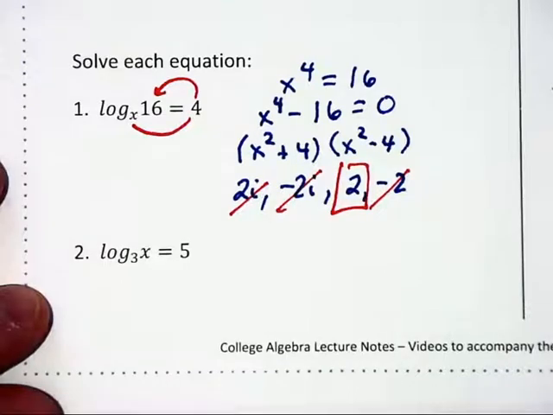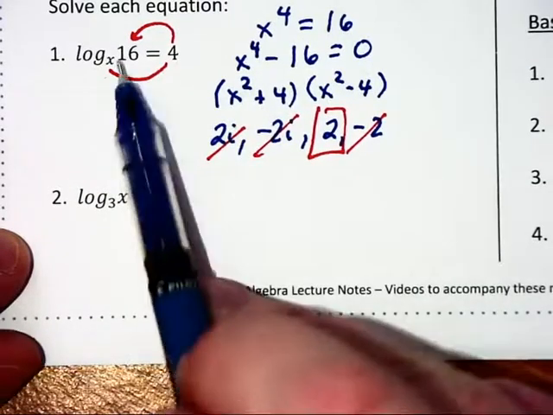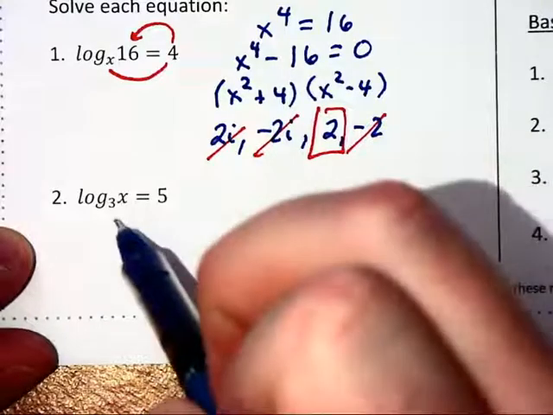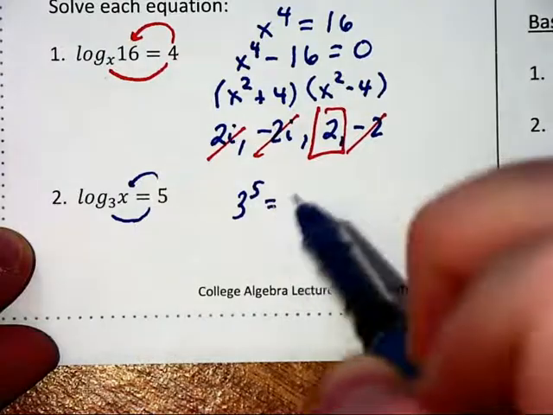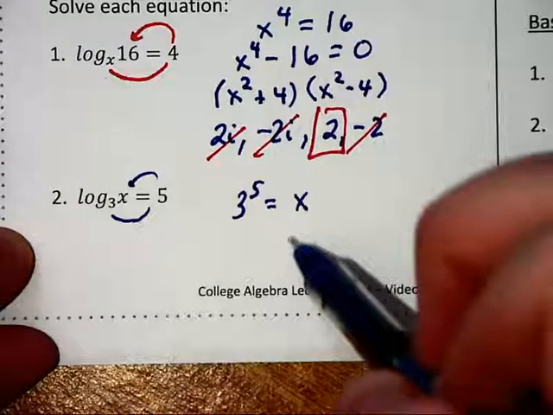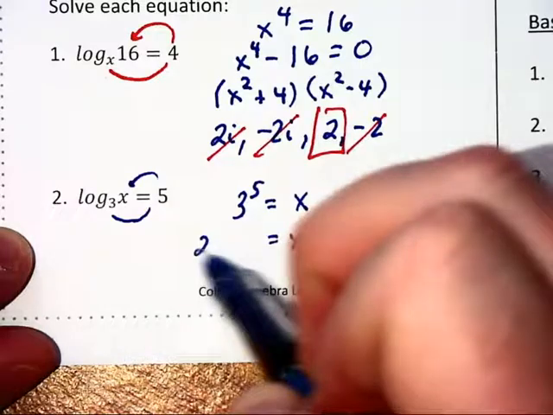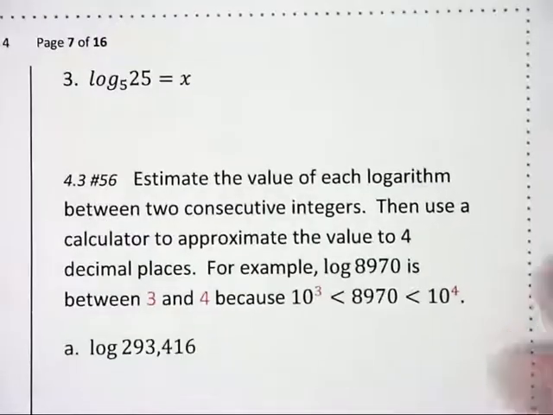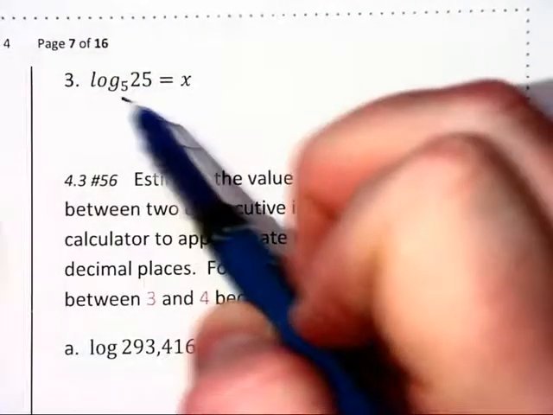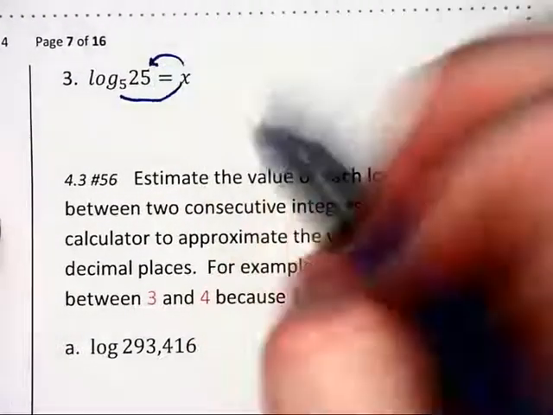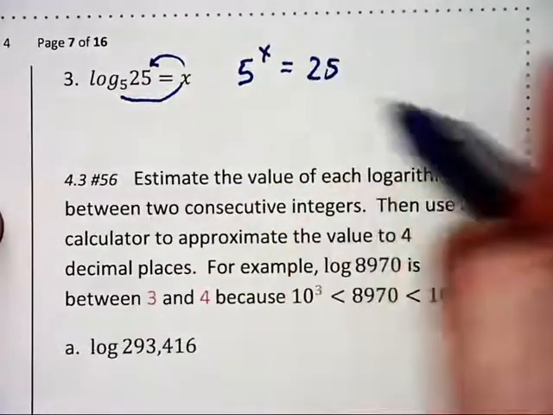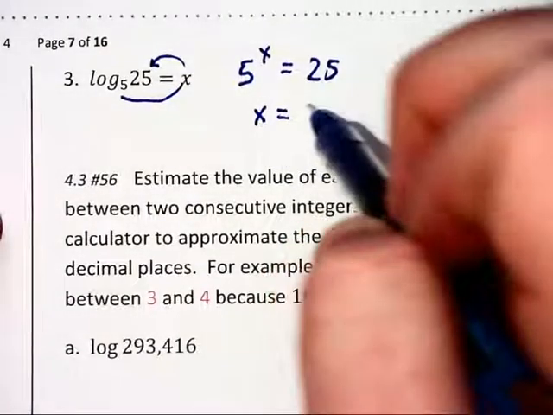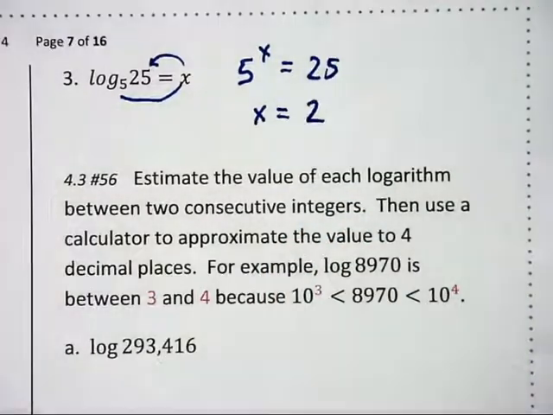In this next example, rather than having a missing base, we have a missing argument, but we're still going to write this pattern here. 3 to the 5th power is equal to x, and we're going to simplify it. 3 to the 5th power is equal to 243. On this third pattern, we're missing the value on the other side. 5 to the something equals 25. 5 to the x equals 25. Luckily, this is a clean problem, and we can just see by inspection that the solution is equal to 2.